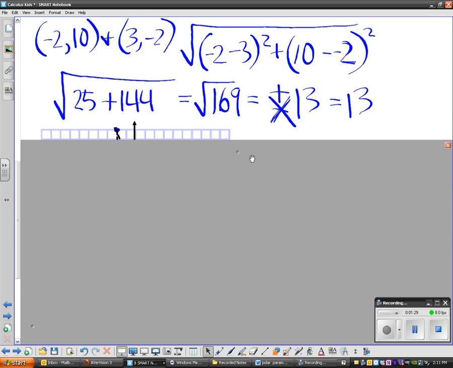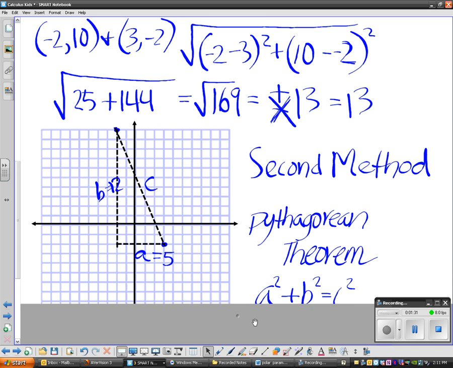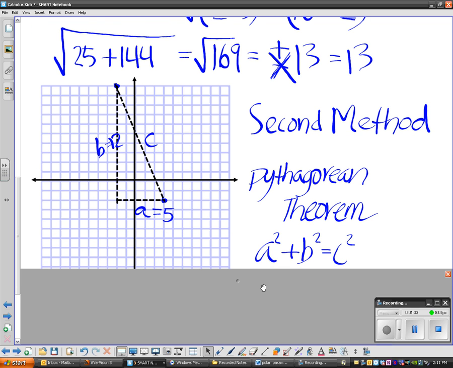The next method that I'm going to show you is using the Pythagorean theorem, which of course we know is a squared plus b squared equals c squared. So I've gone ahead and drawn the 2 points again on the coordinate grid, and labeled one side A, one side B, and then of course the hypotenuse is C.